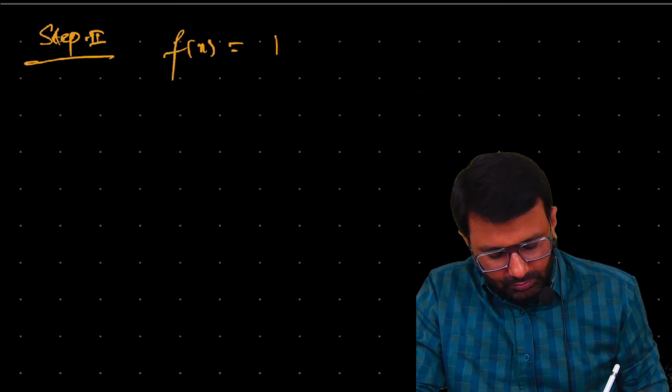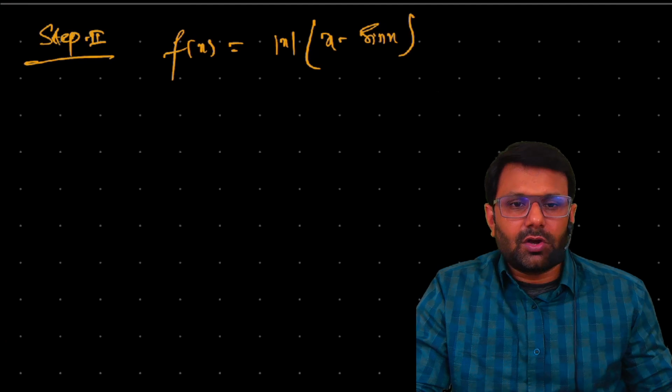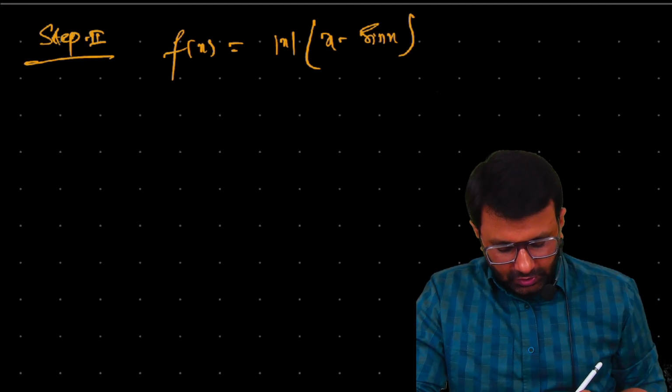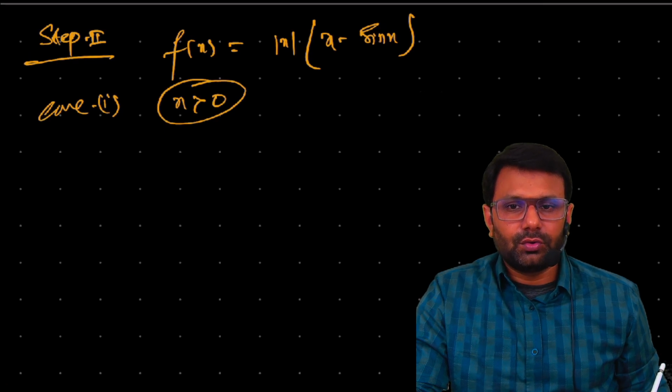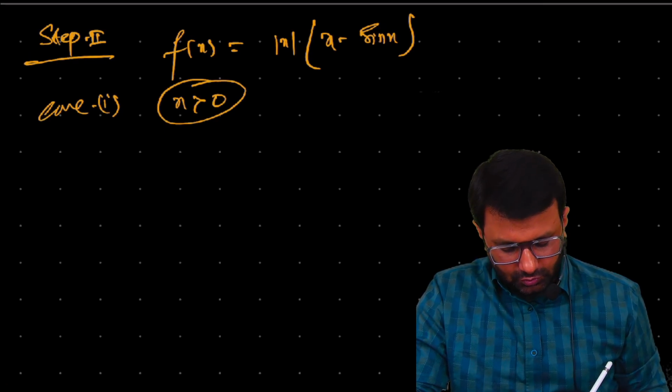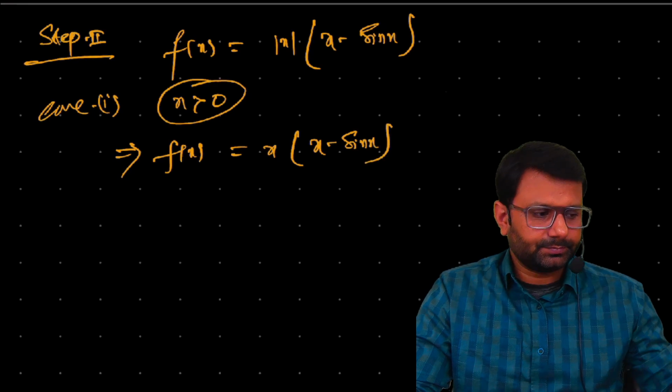Now second step. This is a JEE Advanced question. So now f(x) is equal to mod x into (x minus sin x) is given. Now I will remove this mod. So I am taking case first here: x greater than 0. If x is greater than 0, mod is removed, no? So f(x) is equal to x into (x minus sin x).